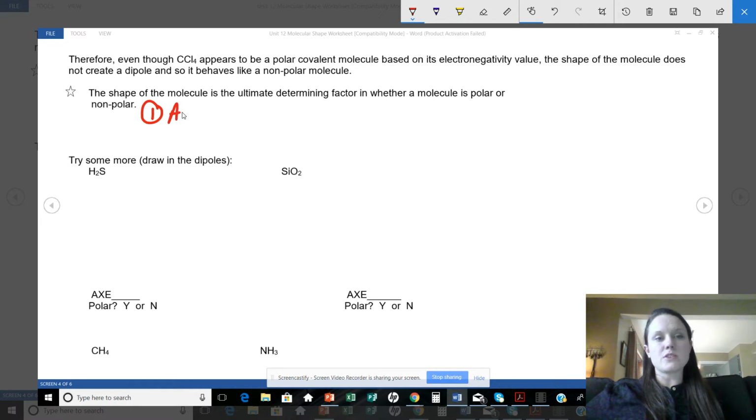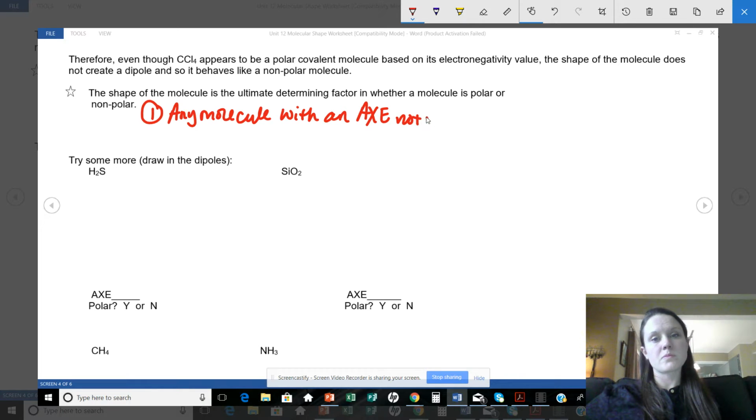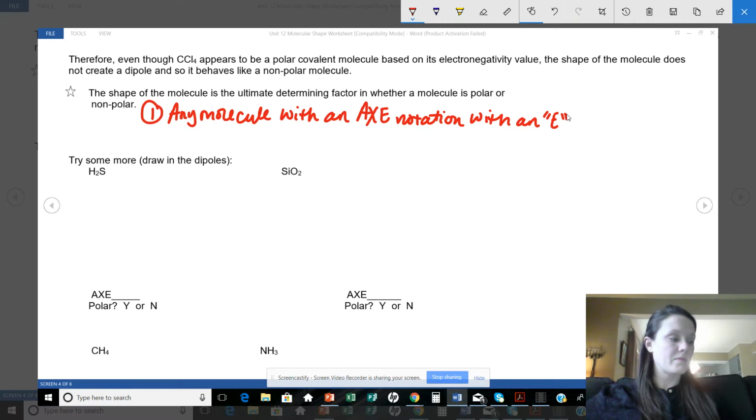is that any molecule with an Ax notation with an E is polar. Okay, so that free electron pair will make the whole molecule a polar molecule.